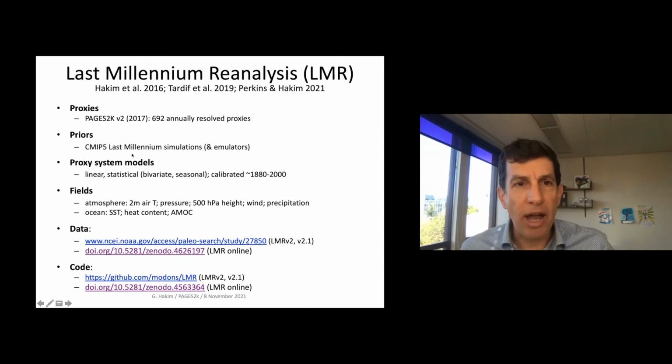The climate model priors that we use mostly come from CMIP5 last millennium simulations, and I'll talk about some emulators on those. We're using CMIP6 more and more. PSMs, I'm sorry to say, are still linear and statistical, but we hope to get into PRISM more deeply in the future. We reconstruct the atmosphere and the ocean. And both the data and the code, as I mentioned before, are fully available online, both for the LMR versions 1 and 2 at NOAA, and the online versions are available on Zenodo.